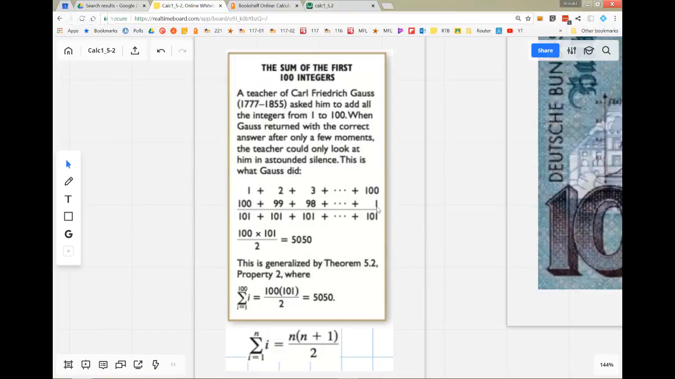Okay, now you're probably wondering, why did he do that? Well, look what happens when you add vertically. 1 plus 100, 101. 2 plus 99, 101. 3 plus 98, 101. All of them turn out to be 101.